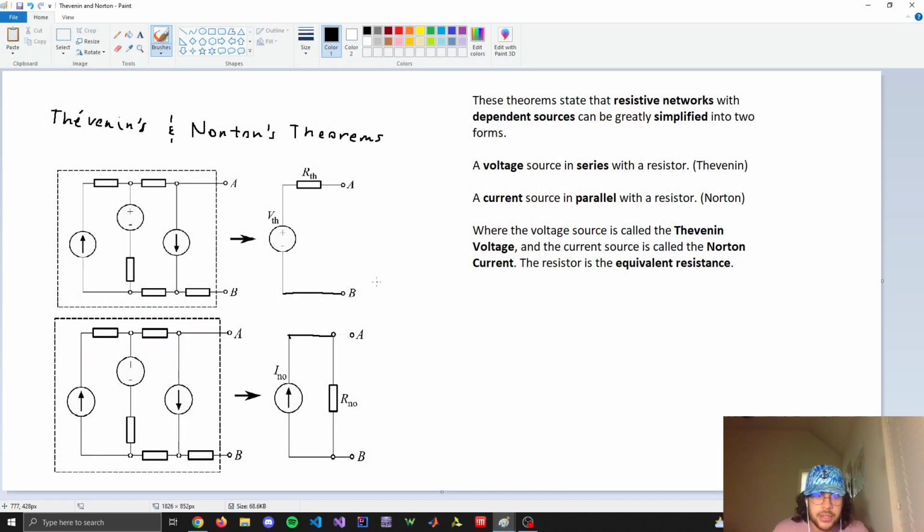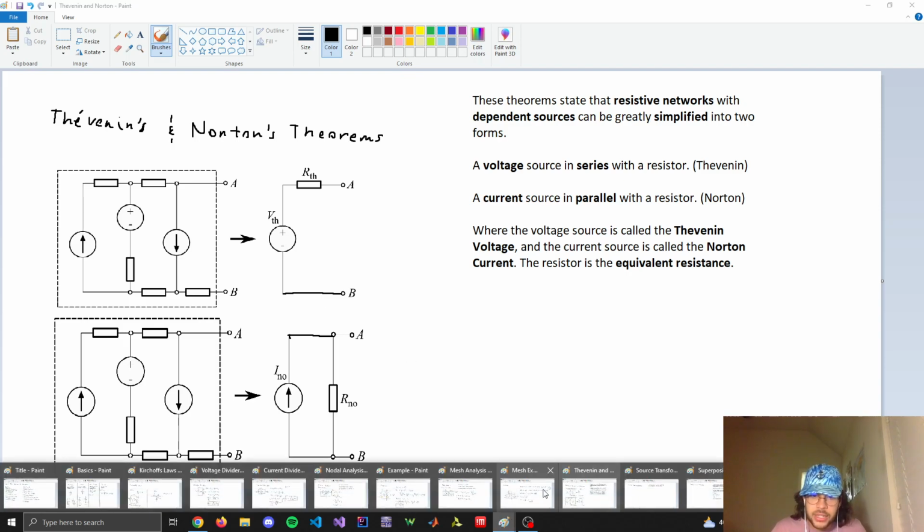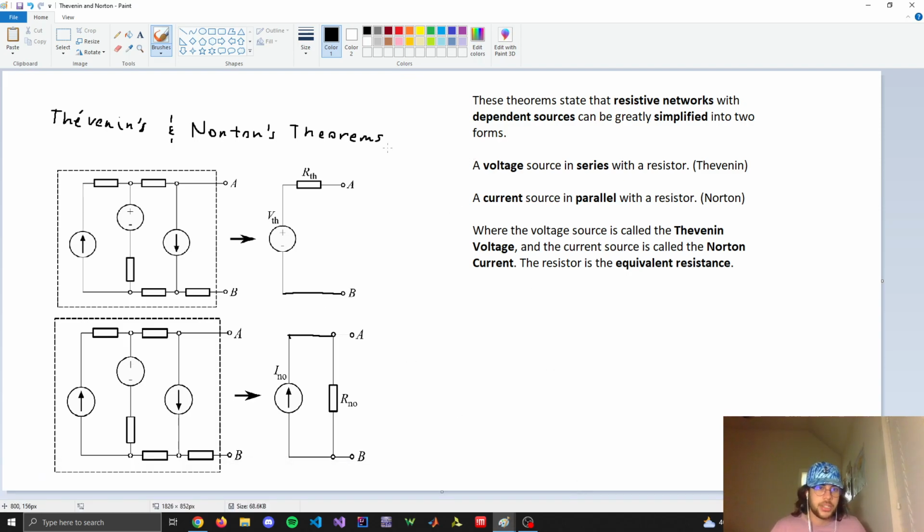All right, next will be Thevenin's and Norton's theorems, I think. Let's see. Yes, it is. So Thevenin's and Norton's theorems, or it's just one theorem, or 2 individual theorems. It states that any resistive network can be simplified into these 2 very simple circuits. There are a couple constraints. There's 3 of them. The networks can only contain dependent voltage and current sources and resistors. That means using these theorems, you can simplify these 2 really complicated circuits into these 2 forms, which are very simple to deal with.